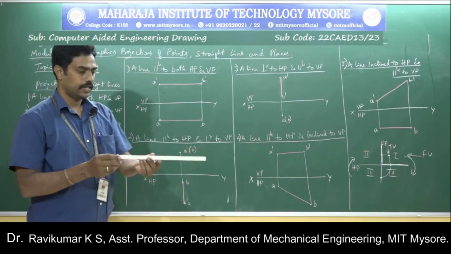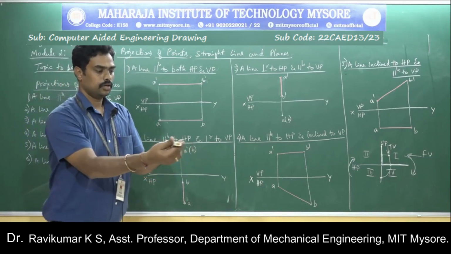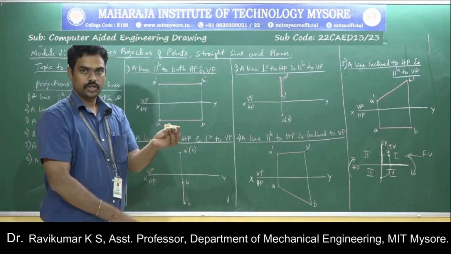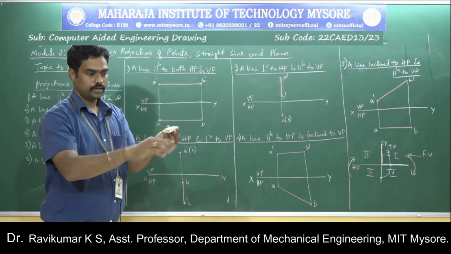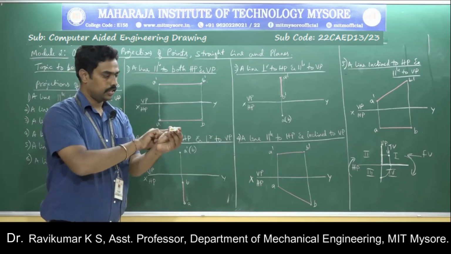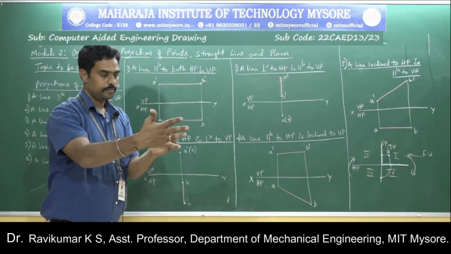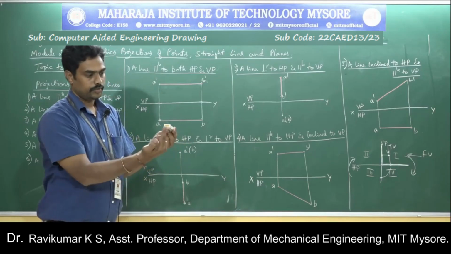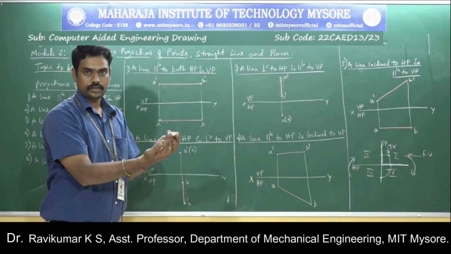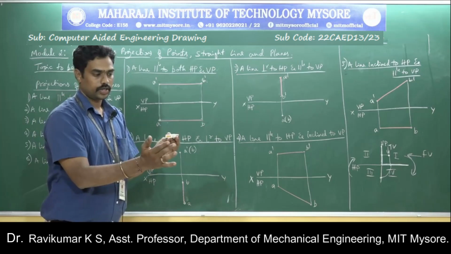Then coming to the second one, a line parallel to HP and perpendicular to VP. So I will hold like this. In this position, look, this is flat. The distance from this point to the ground and this point to the ground is same. So it is parallel to HP and perpendicular to VP. Look, in the front view you can only see the point. You cannot see the line. You can only see the point.